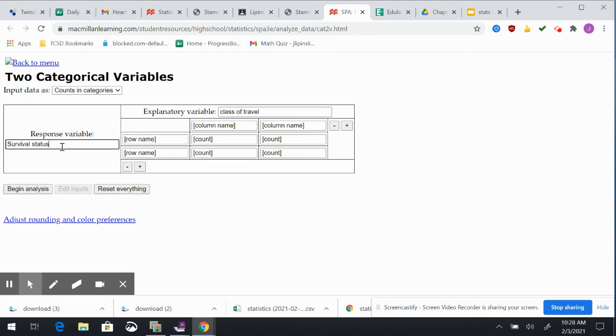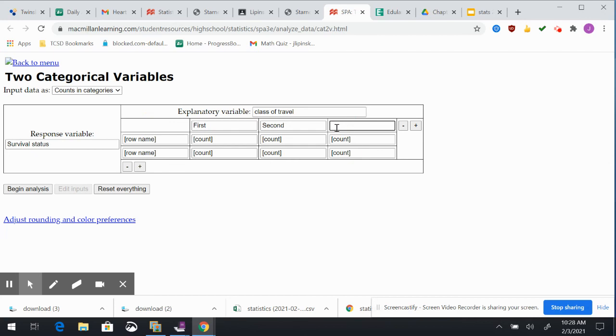Then we're going to fill in these numbers. This column was first class. This was second. I need to add another column here, which was third. Then my row names were survived and died. And then we're going to enter the counts. There were 197 first class passengers that survived, 94 second class, and 151 third class. And then there were 122 first class passengers that passed away, 167 second class, and 476 third class travelers.